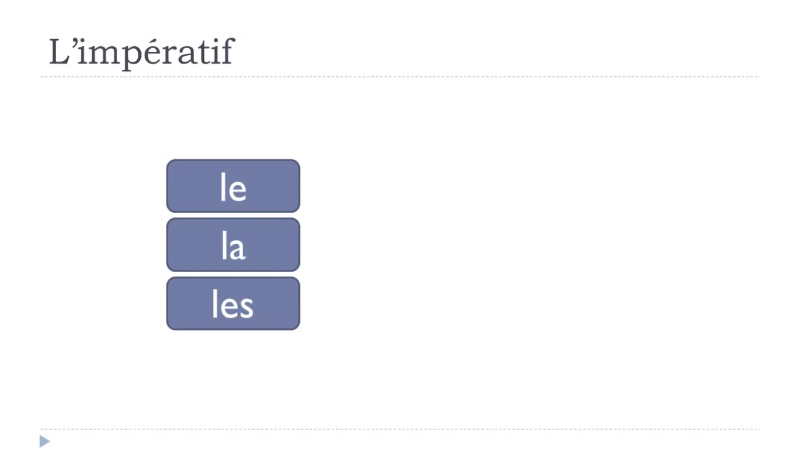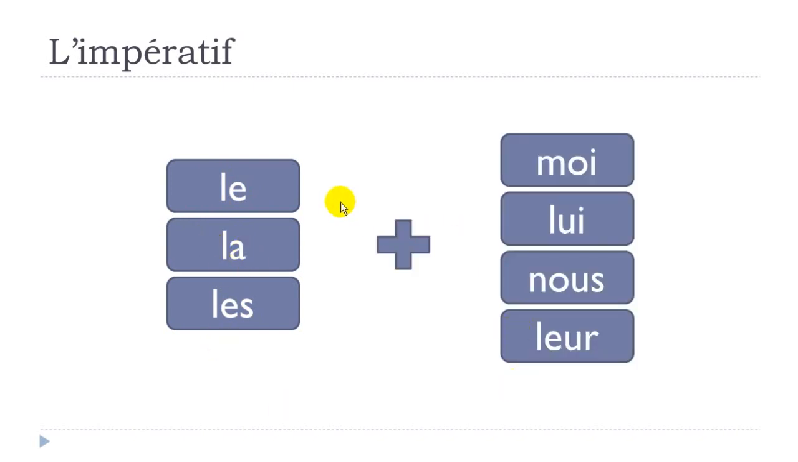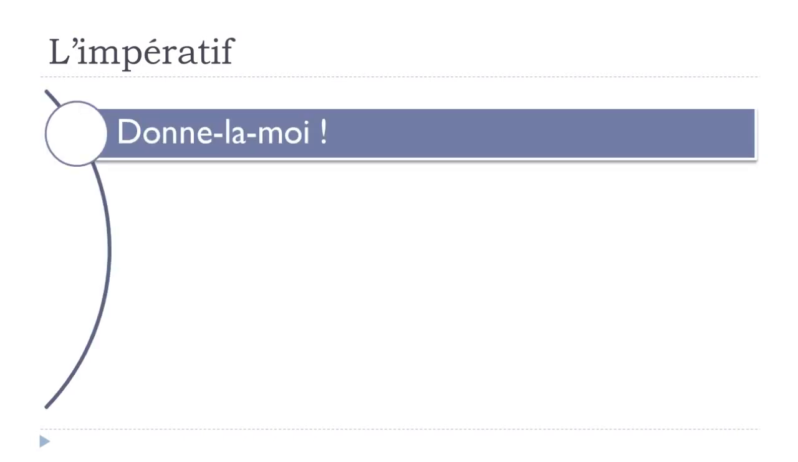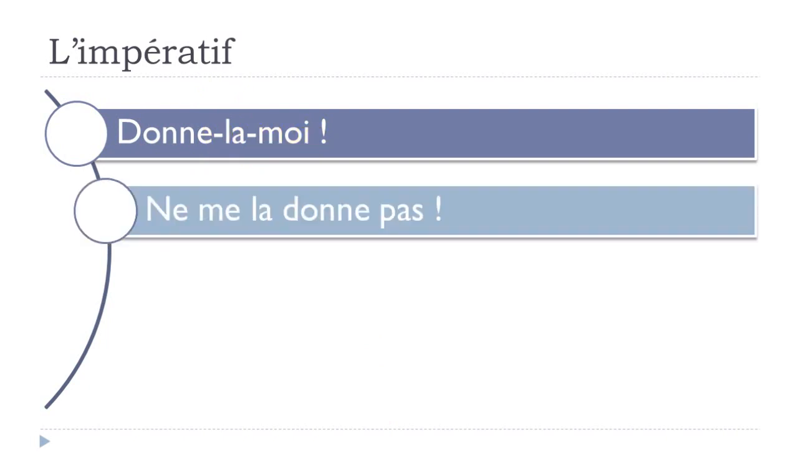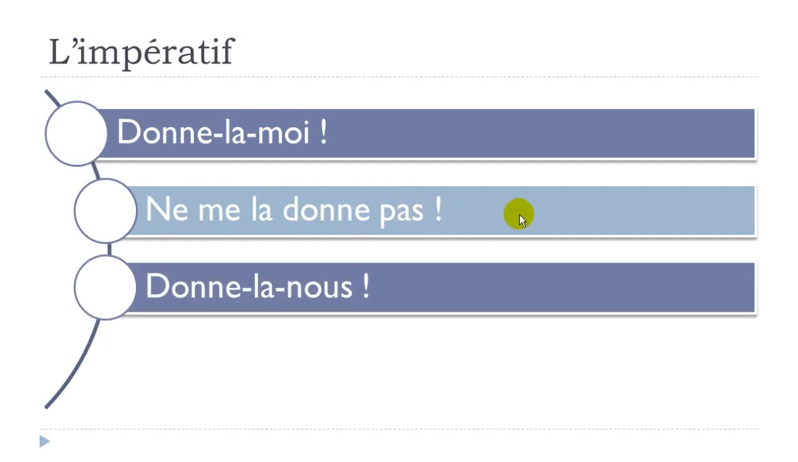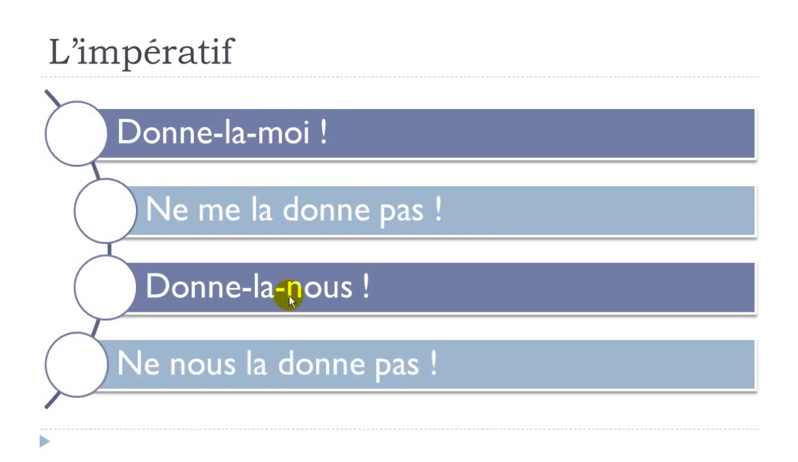Second possibility that you would have would be the pronouns like le, la, and les, okay? And they will come first, and after that you will have this moi, lui, nous, and leur, okay? Let's see a few examples now. Donne-la-moi, okay? So exactly the same rule as we saw previously, so you put them after your verb, like that, okay? But of course, when you put the negative form, then you put them back. Look, ne me la donne pas. Donne-la-moi, ne me la donne pas. Then donne-la-nous, and it will become ne nous la donne pas.